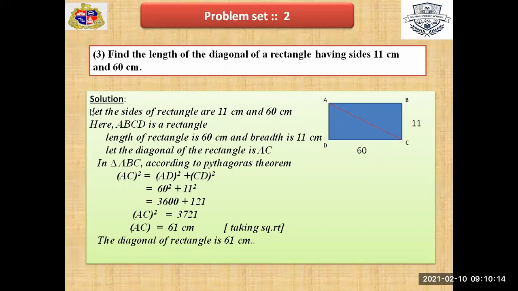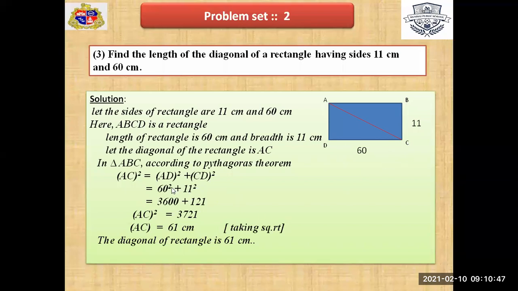Okay, so let the sides of a rectangle be 11 centimeter and 60 centimeter. Here we consider ABCD as a rectangle. So length is 60 and breadth is 11 centimeter, and its diagonal is AC. Then in triangle ADC, according to Pythagoras theorem, hypotenuse square, that is AC square, is equal to AD square plus CD square.